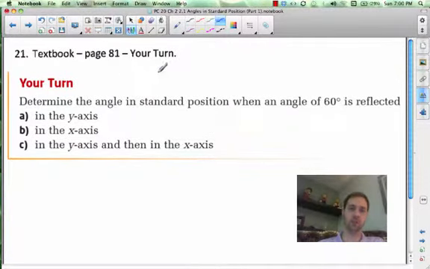Okay, one final your turn. Let's go ahead and give it a try. Hit pause, and the answers will be ready for you when you get back. So hit pause now.